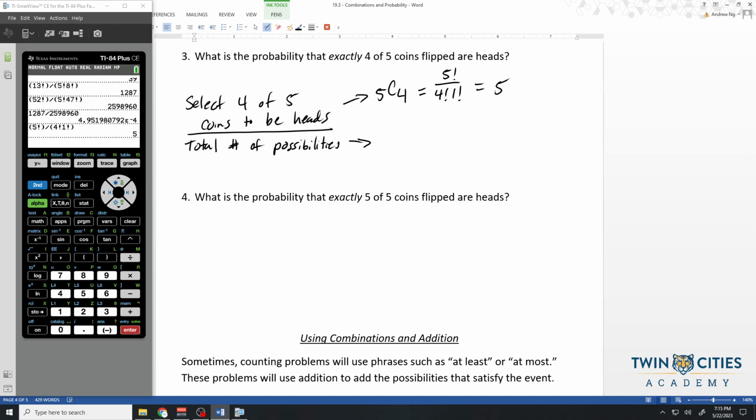For the first coin, two things could happen. I could get either heads or tails. For my second coin, two things could happen, heads or tails. For my third coin, two things could happen. For my fourth and my fifth coin, each of those, two things could happen. So I'm flipping all of them. So I'm going to multiply all this together. This is the same as saying 2 to the 5th power. And 2 to the 5th power is 32.